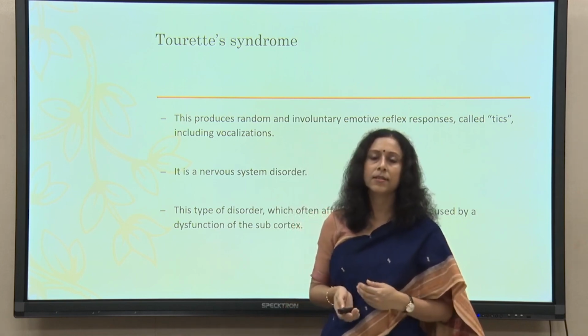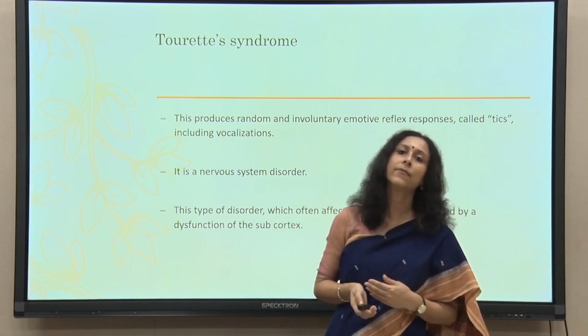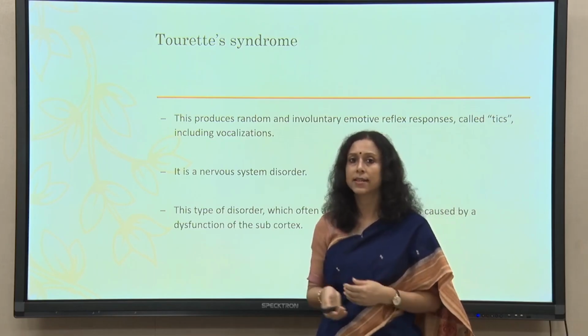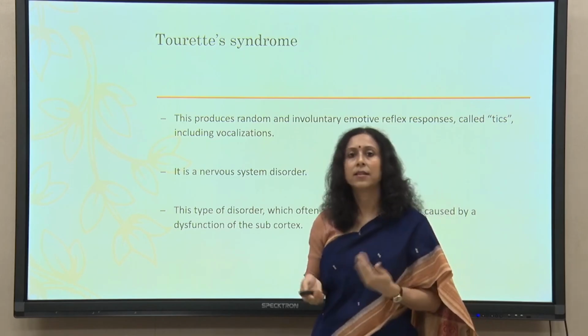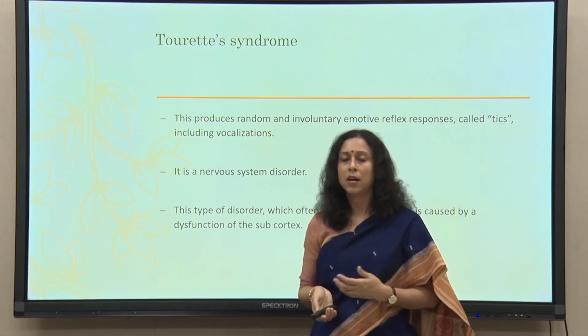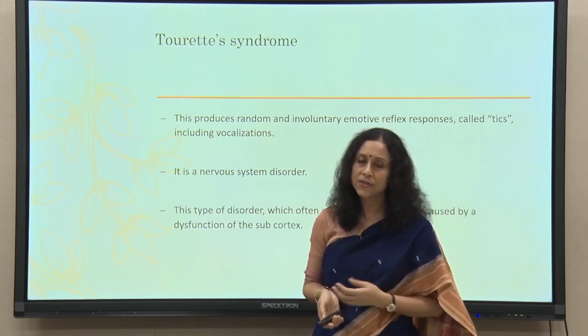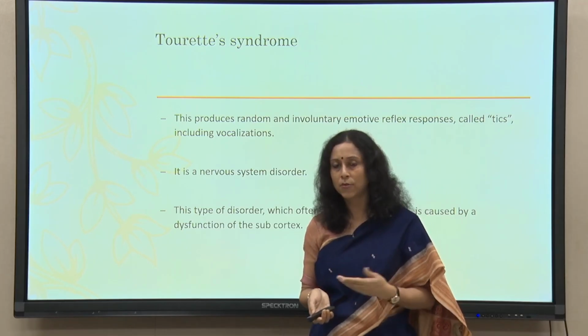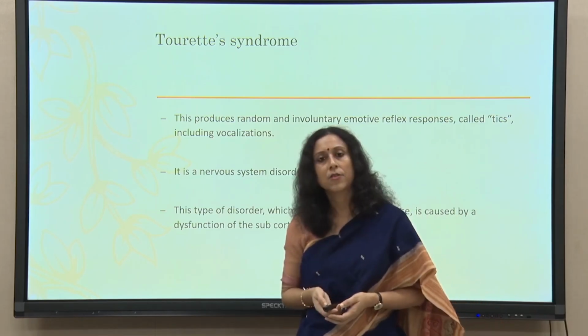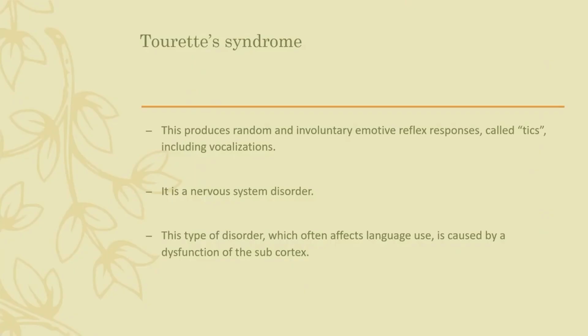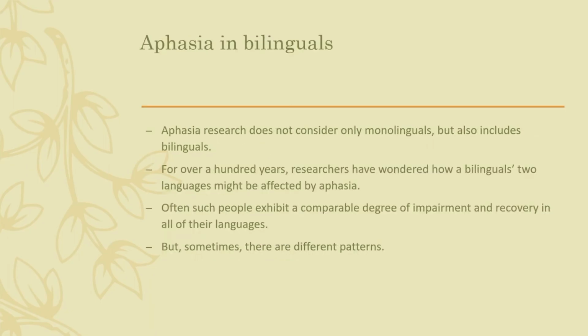This syndrome produces random and involuntary reflexes which are called tics. Those tics sometimes may also involve involuntarily uttering some sounds, some kind of verbal utterance, which is uncontrollable and goes on for some time. It is like an impulse, a random reflex sort of outcome. This type of disorder, which also affects language use, is quite often caused by a dysfunction of the subcortex. So, that is the neural correlate of Tourette's syndrome.